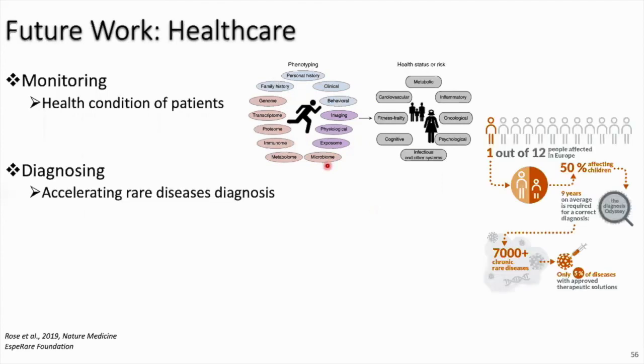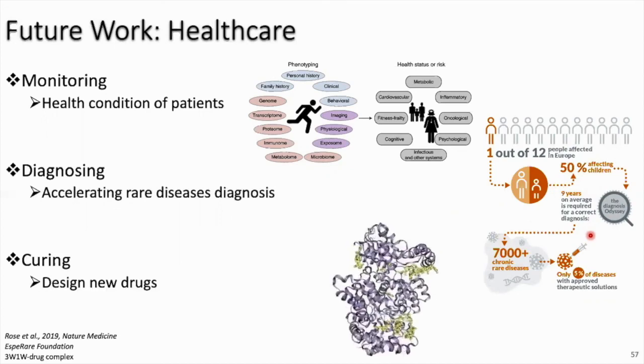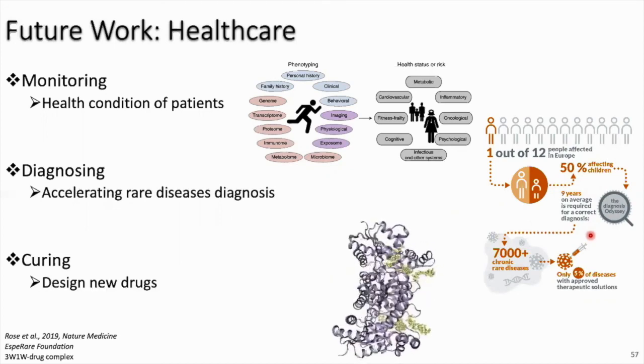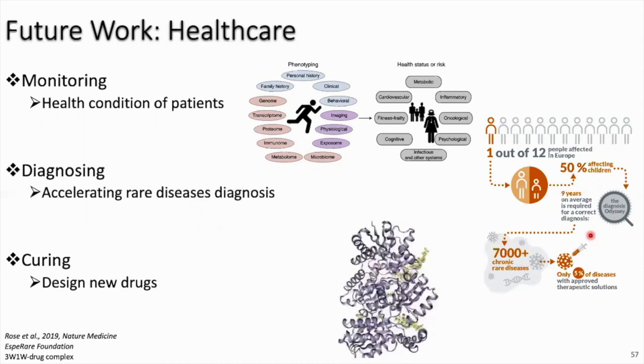Regarding diagnosing, only after we have diagnosed the specific disease that the patient has can the doctor give the detailed treatment protocol. However, nowadays, the diagnosing process can still be very time-consuming for rare diseases. For example, in Europe, on average, it takes around 9 years to make a correct diagnosis for rare diseases. So in the future, we want to use deep learning and multimodal data to accelerate this diagnosing process. Finally, regarding curing, there is one very interesting research topic, that is to design new drugs.